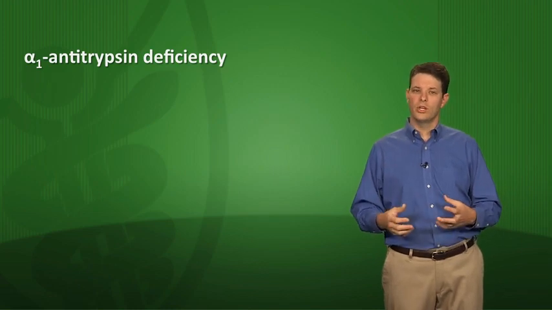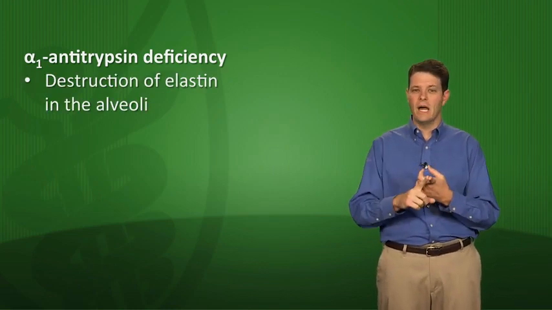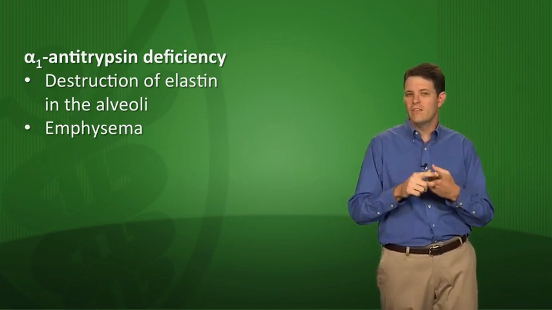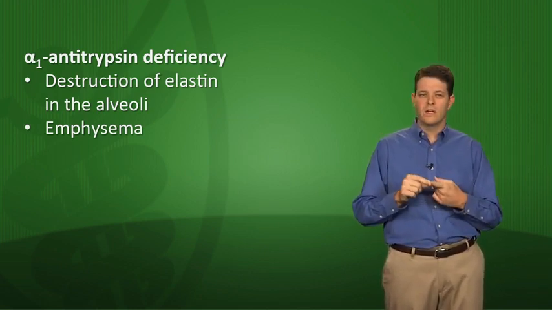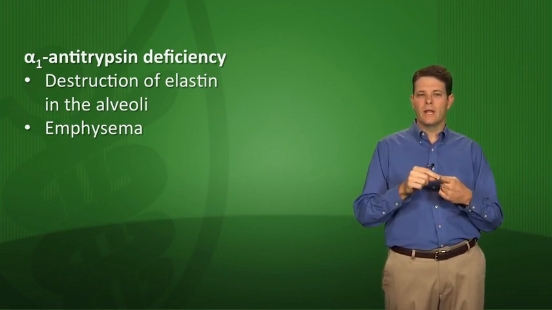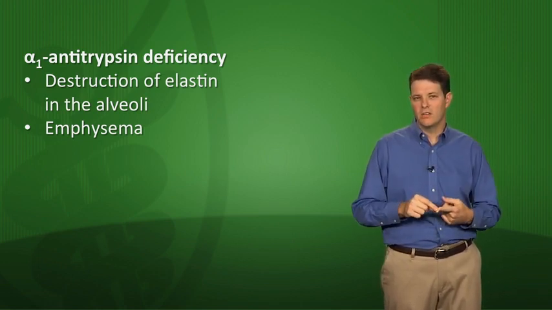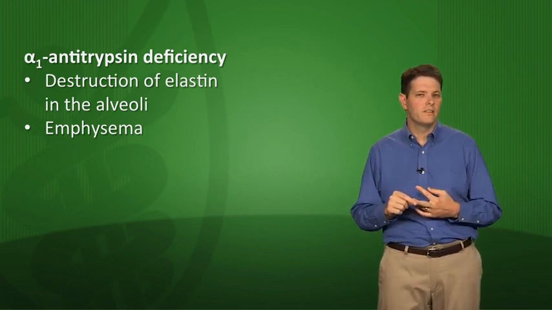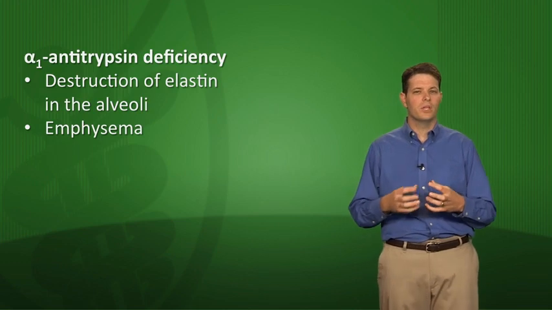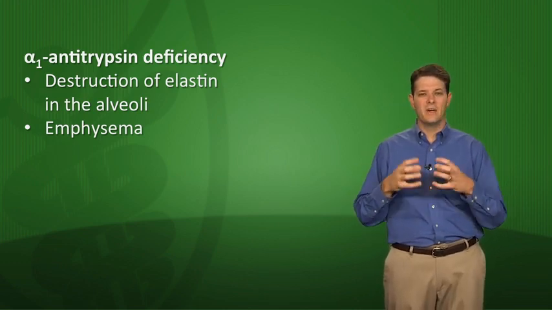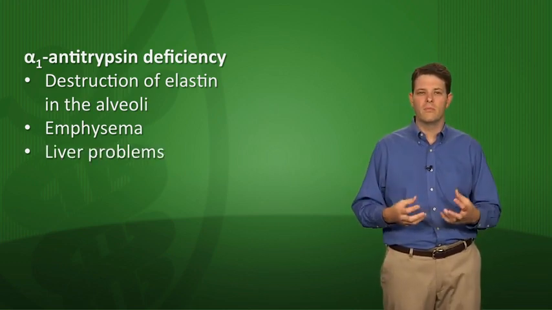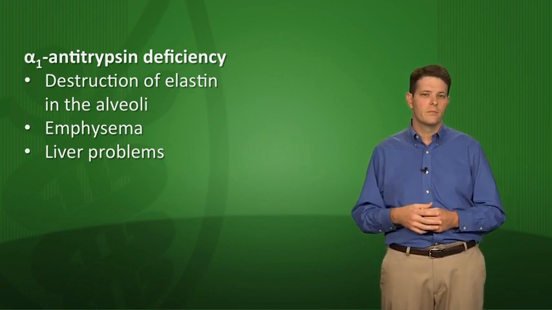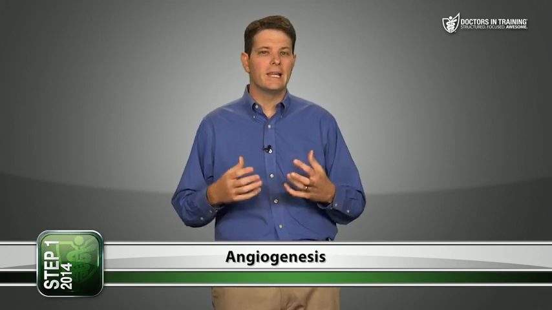As a consequence, you're going to get destruction of elastin in the alveoli, which results in emphysema, which is a pan-acinar emphysema. So if you see emphysema in a non-smoker, think about alpha-1 antitrypsin deficiency, especially a young non-smoker. Then the other clinical scenario resulting from alpha-1 antitrypsin deficiency is that the defective alpha-1 antitrypsin molecule can accumulate and polymerize inside the hepatocytes and lead to liver problems like hepatitis, cirrhosis, and even hepatocellular carcinoma. So that's it for collagen and elastin.